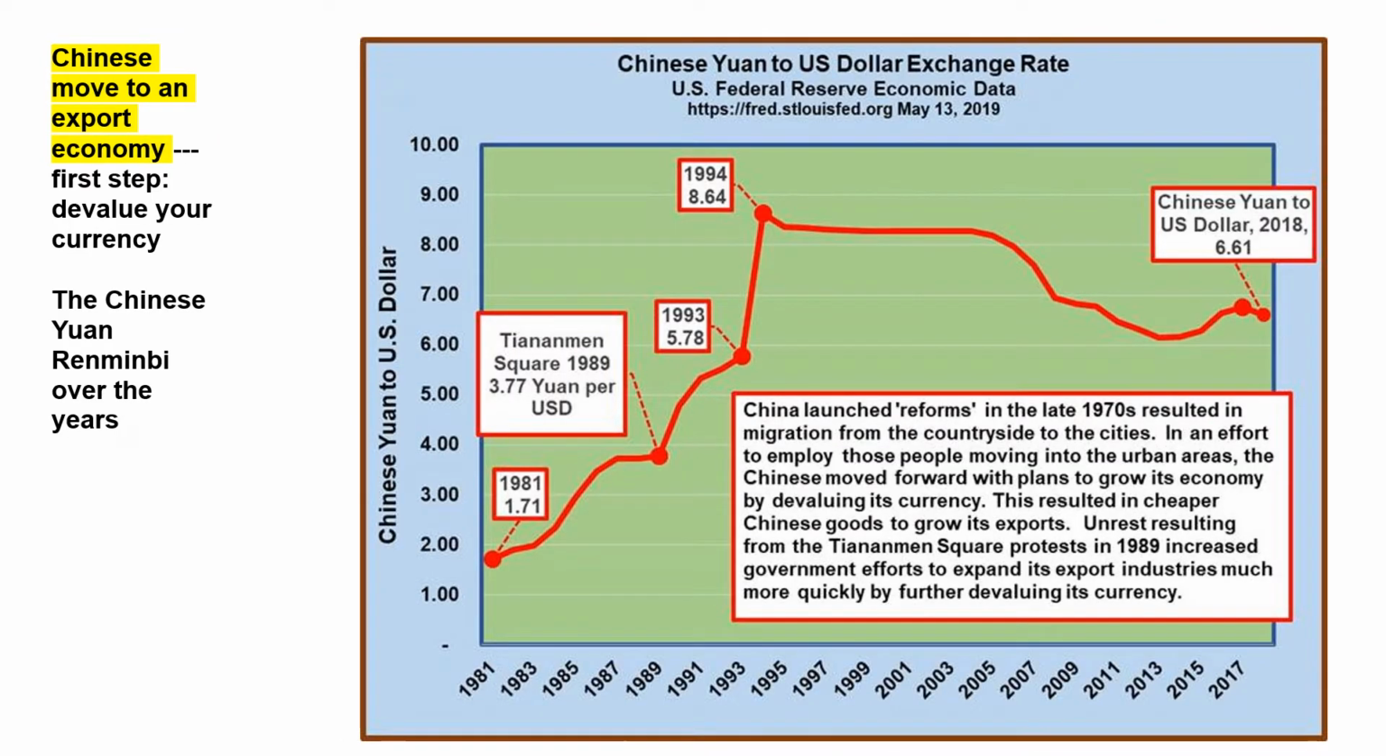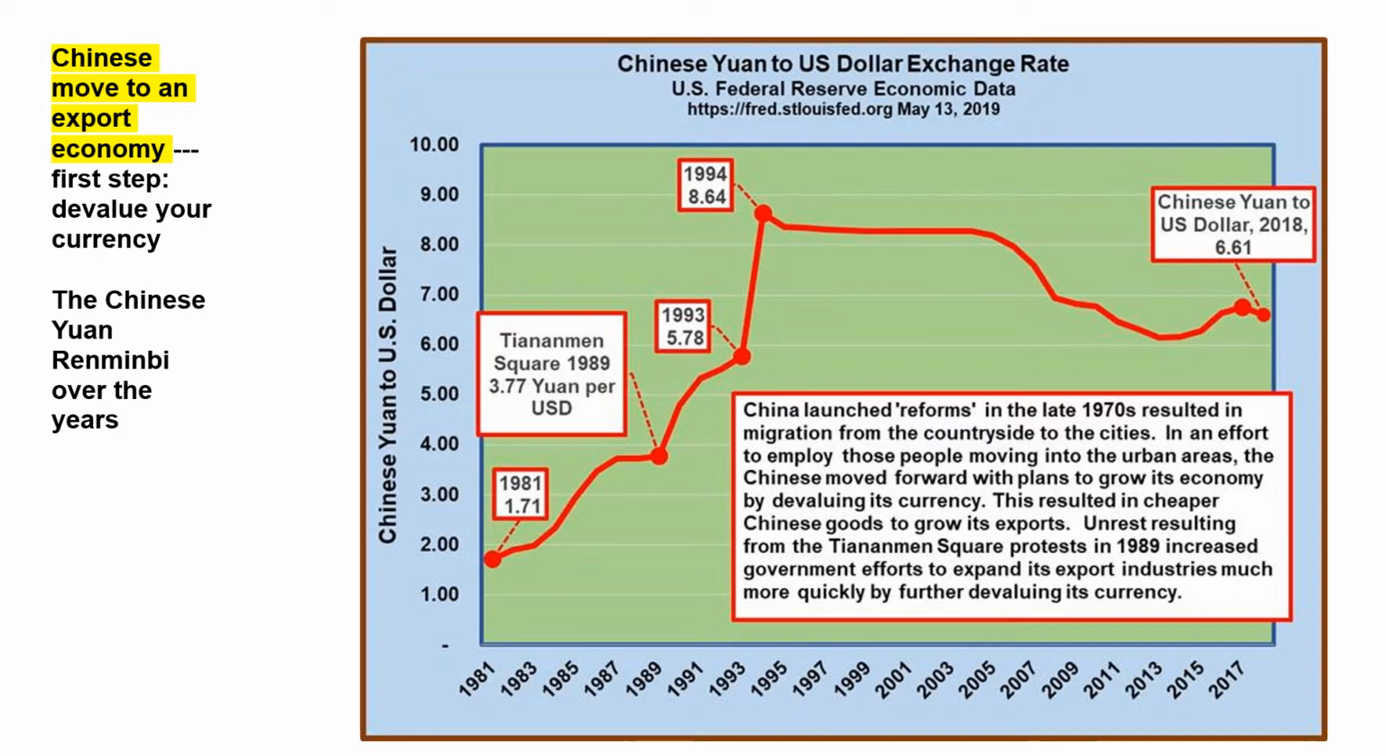So a little background. This is just reading this off the chart here, we'll talk more about it. China launched reforms in the late 1970s, which resulted in migration from the countryside to the cities. The rationale behind that, of course, had to do with the over-concentration of people in the agricultural, agrarian China, if you will.